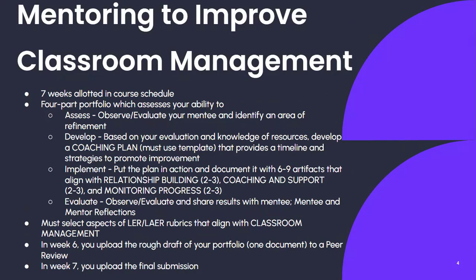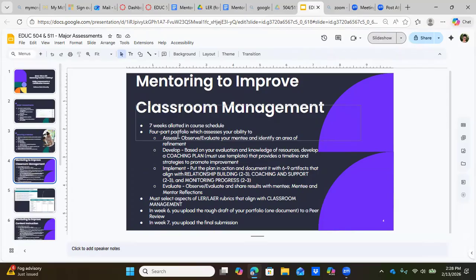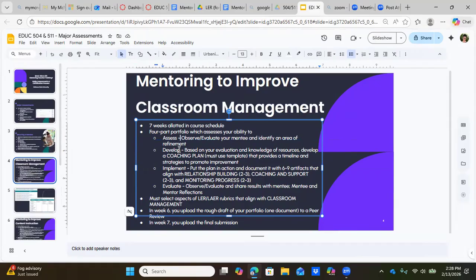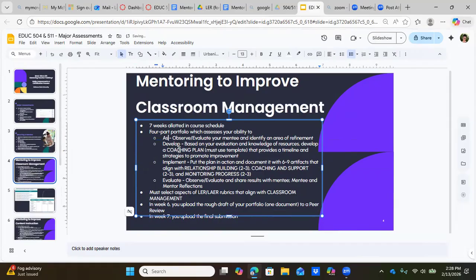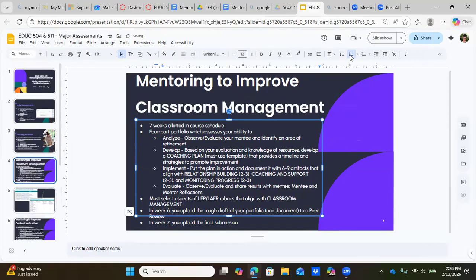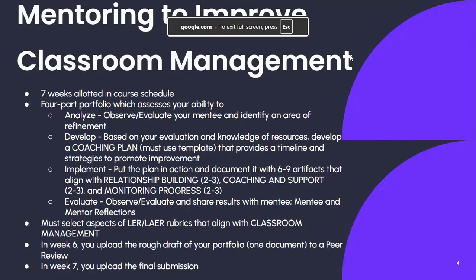All right, so now let's talk about the first portfolio, mentoring to improve classroom management. 7 weeks of the course are allotted to helping you develop this portfolio. It is a 4-part portfolio. It assesses your ability to, number one, oh, it says assess, and I'm so sorry, it should say analyze. I'm going to change that right now. Actually, it's called analyze. There we go. It's the first part of the portfolio, called the analyze part.